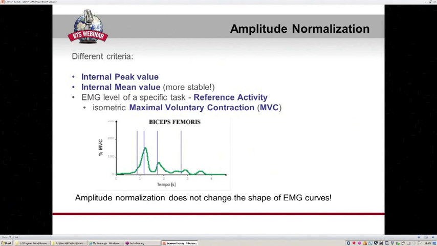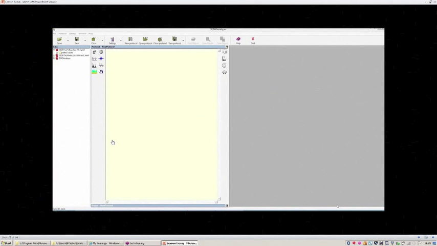Also, when you perform the amplitude normalization, the myoelectric values that you get are expressed as a percentage of this value. So as you can see, this type of algorithm doesn't change the shape of the EMG curves, but only the Y scaling. Let me now show you an example of that.